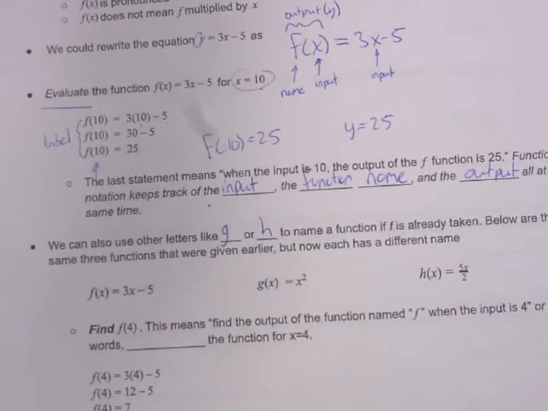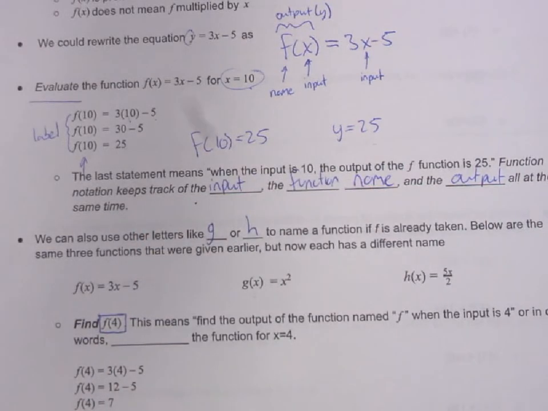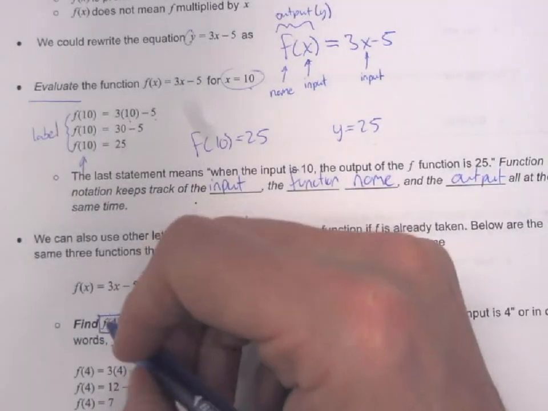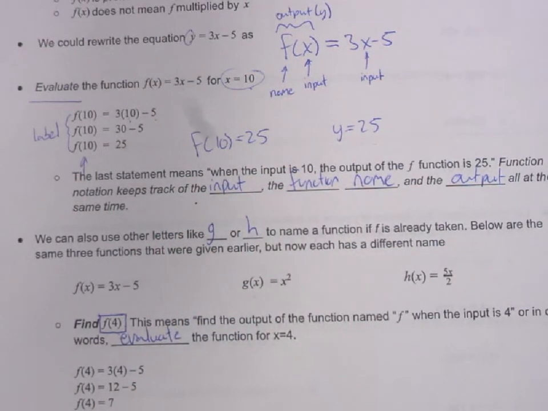When we see something like this, find f of 4, this is actually just a really compact way of expressing information. What this means is evaluate the function f for an input of 4, or find the output of the function name f when the input is 4. So this is basically telling us to evaluate the function. Now we know specifically which one. We're going to use this one, not this one or this one, because it tells us f of 4, right? If they wanted us to use this function, it would say g of 4. If they wanted us to use this function, it would say h of 4. But since it says f of 4, we know we're using this guy.